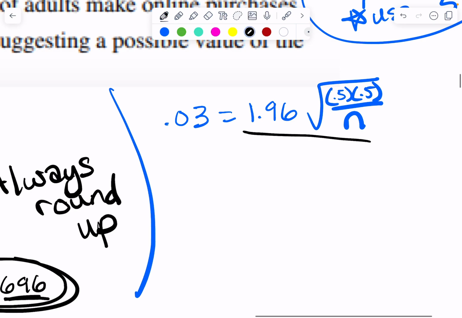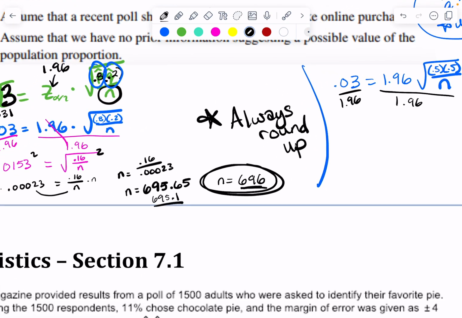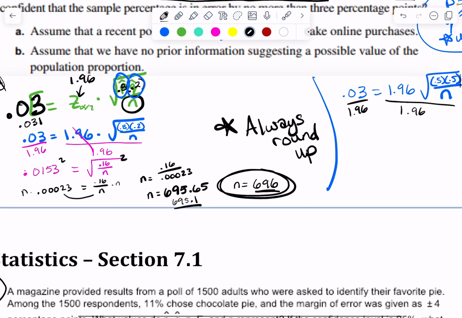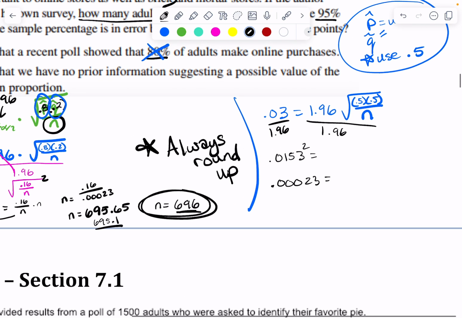Okay, so again, divide by 1.96, divide by 1.96. I had that number over here. It was 0.0153, and then I'm going to square it, so I get 0.00023. Because I squared it over. But this number now is 0.25 instead of 0.16 like it was here, okay? So I'm going to say n equals 0.25 divided by 0.00023.